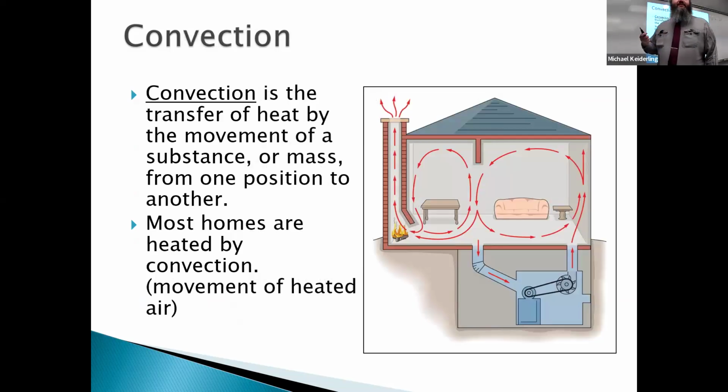Convection is the transfer of heat by the movement of a substance or mass from one position to another. So for convection to occur, something has to move. This building is heated by convection. There's a heater somewhere and they blow hot air out into the various rooms. Most homes are heated by convection. You have a furnace that you force air through, or other things like that. Just in general, most home heating methods boil down to convection.